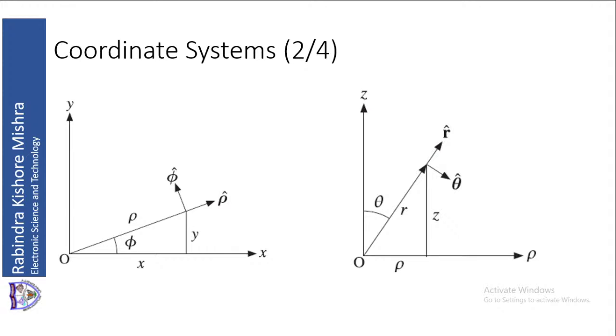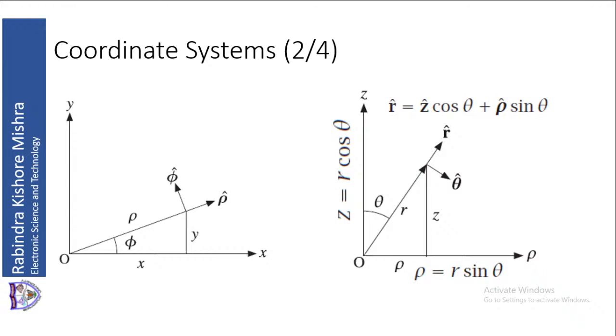So now in the rho z plane, you can see from this figure in terms of theta that rho is equal to r sin theta and z is equal to r cos theta. So these two you can say. So now you can say r cap in terms of rho and z: r cap is equal to z cap cos theta plus rho cap sin theta, because rho is equal to r sin theta and z is equal to r cos theta. That you can find out from this figure. Okay.